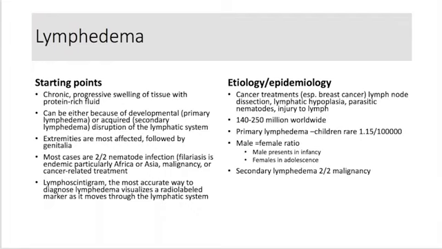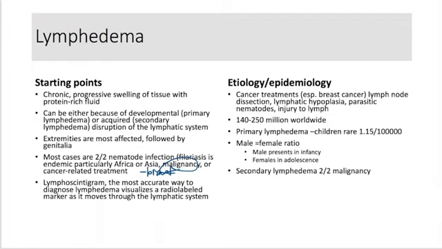If it is a nematode infection, filariasis, which is endemic to Africa or Asia, malignancy is the main cause of secondary lymphedema and cancer-related treatments. And of this, breast cancer is the most common cause of lymphedema. So your etiology and epidemiology, again, cancer treatments, especially breast, lymph node dissection, which is common with breast cancer. You can get lymph node dissection with some other cancers.